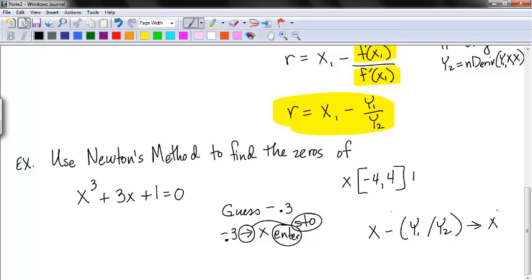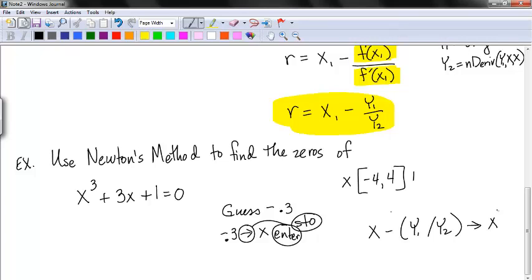Okay, let's start over again. Negative 0.3, store that as x. We're going to get this right. Then let's do x minus, and then do our y sub 1 divided by y sub 2, parentheses, and store that as x. Okay, now there's the first one.